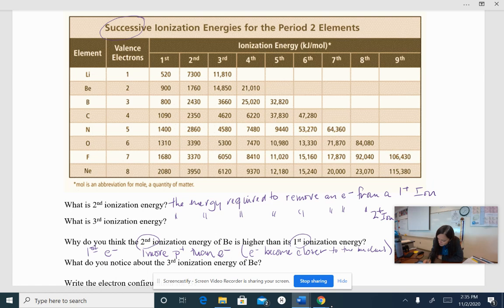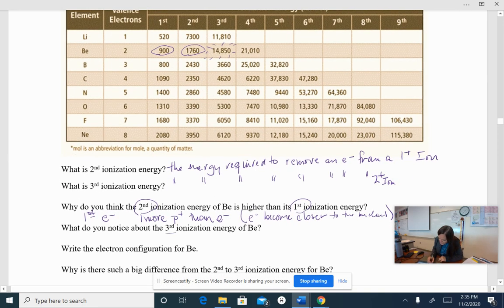So the first ionization costs us about 900 joules to do it. The second, almost double, 1760. But then on the third, look at this. This goes up almost 9 times. 9 times, not doubling, but 9 times. Why do you think that third ionization energy is so steep, so much energy?